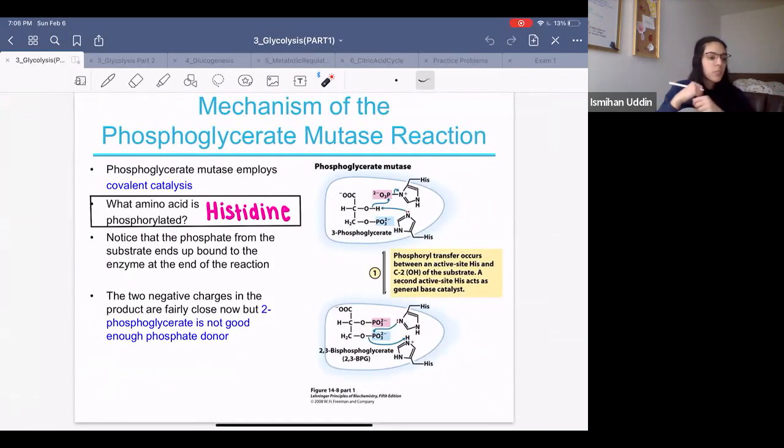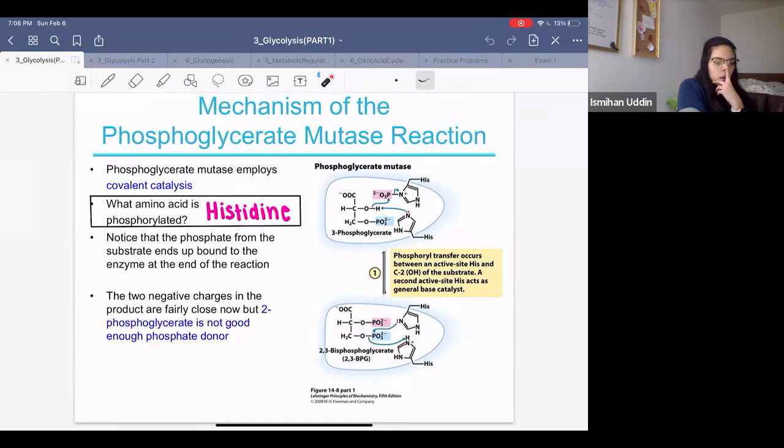Notice that the phosphate from the substrate ends up bound to the enzyme at the end of the reaction. Basically, histidine comes in, takes the phosphoryl group over here, and then brings it over here, and then just drops it off here. Histidine's like a traveling parent dropping the phosphate kid off.